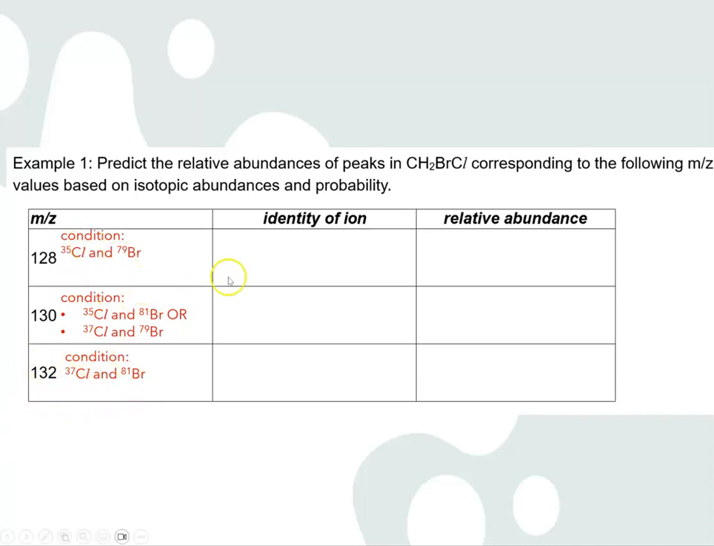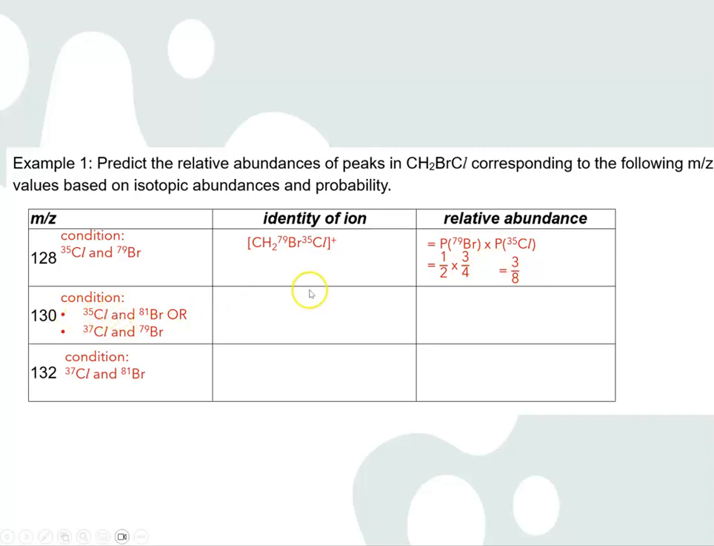So knowing this, I can use this to then write the identity of the ion. Please specify the isotope that you are referring to when you write the ion. Okay, and the relative abundance will be the probability of this isotope multiplied by the probability of this isotope, which will be half times 3/4, which will give you 3/8.